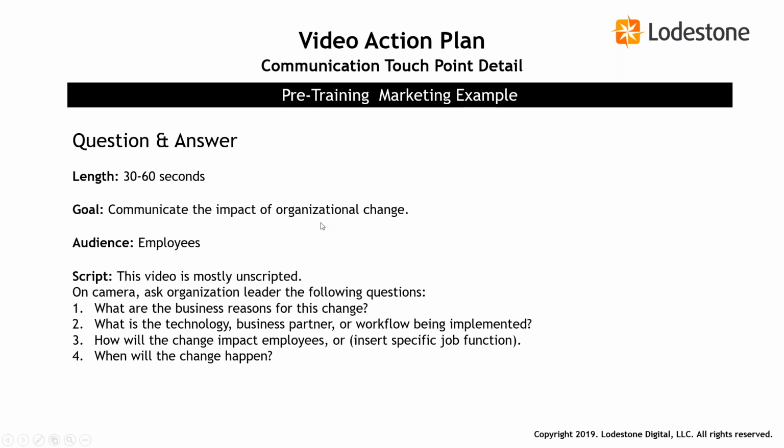So for this pre-training marketing example, the format of the video is a question and answer. The basic length is 30 to 60 seconds. The goal is to communicate the impact of organizational change, who the audience is, and then a potential script. Taking it down to this level is going to allow you to execute on future initiatives much faster. You can actually go back and see what was successful and then make changes to these types of strategies of content creation.